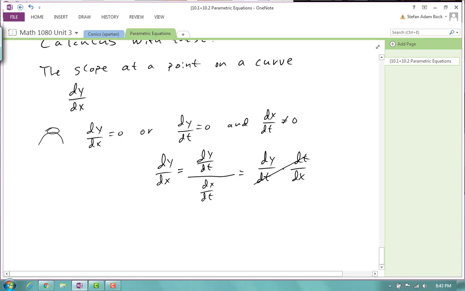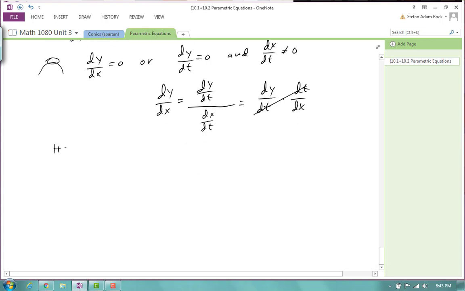So that's a horizontal tangent line. That's when I'm going to rewrite this. I'm going to say x prime of t is not equal to 0, y prime of t is equal to 0. Since we're dealing with parametric equations, the dy/dx notation is no longer going to be totally helpful.